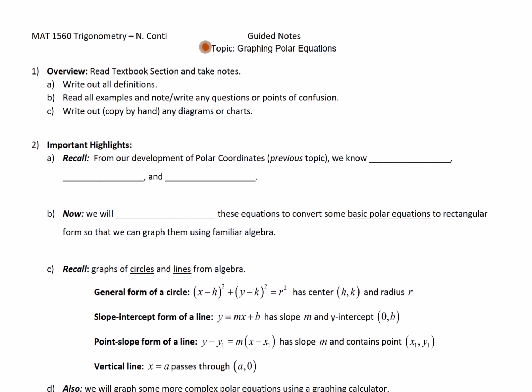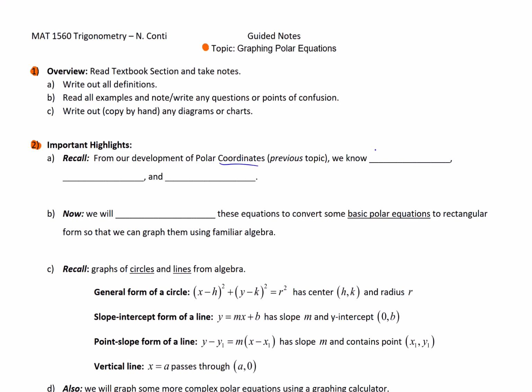This video is about graphing polar equations. As always, begin by reading through the textbook and taking careful notes, but now consider the following highlights for this topic. We'll begin by recalling from our development of polar coordinates, which was a previous topic, we know the following equations.